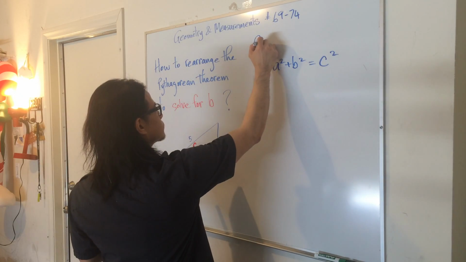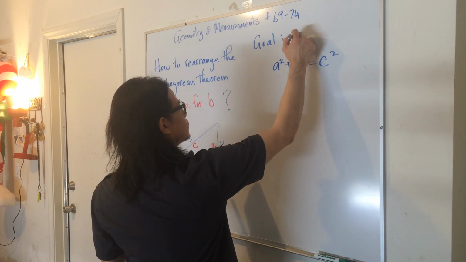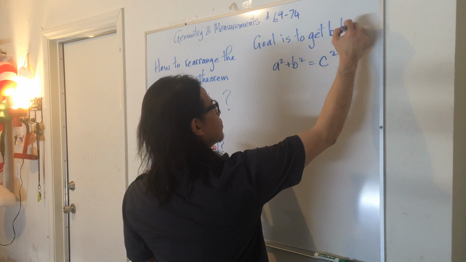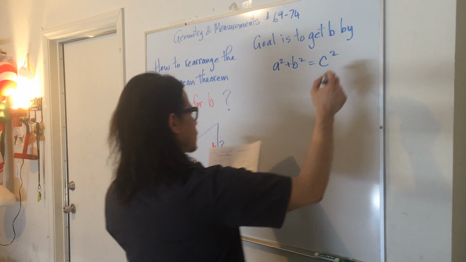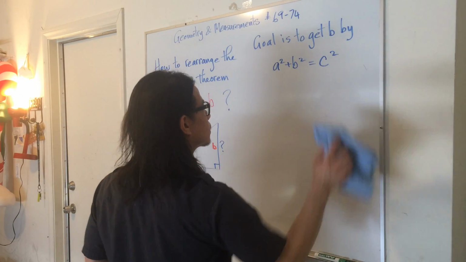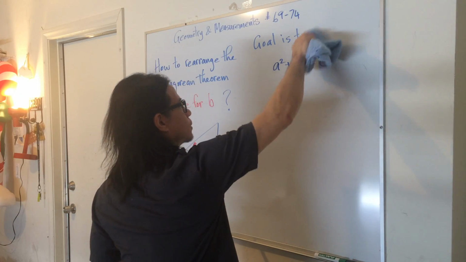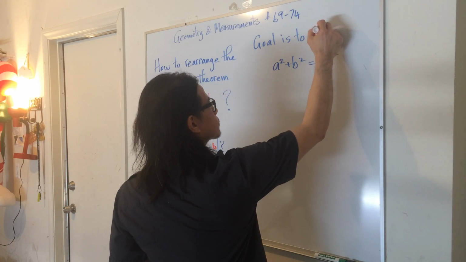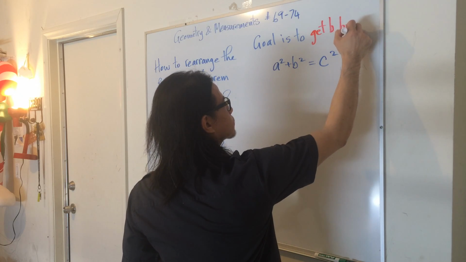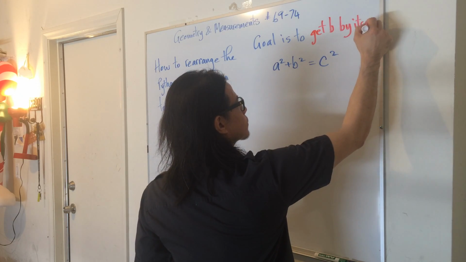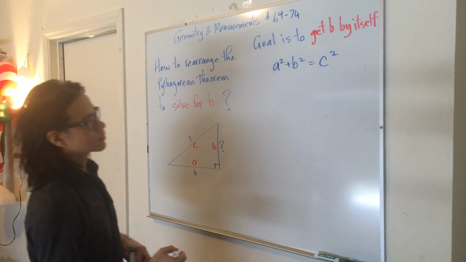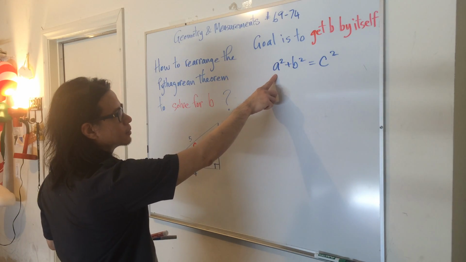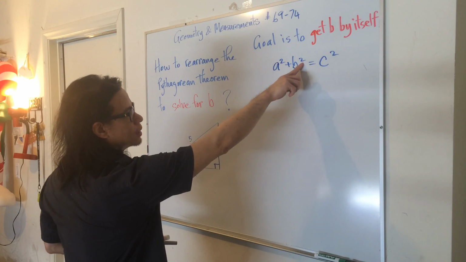So the goal here is to isolate b. So let's get b by itself. Okay, we can do that by first getting rid of the a squared term, and then we'll get rid of the little 2 up top there.